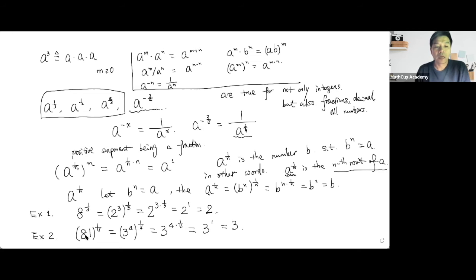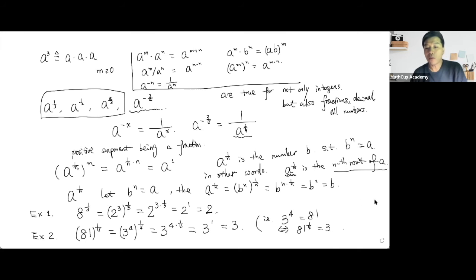Again, 81 to the power 1/4 is really the fourth root of 81, because, you know in your mind, that this is exactly because 3 to the power 4 equals 81. This is equivalent to 81 to the power 1/4 equals 3.